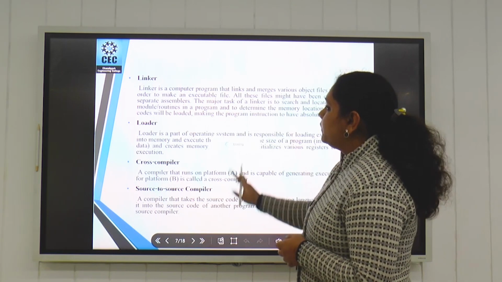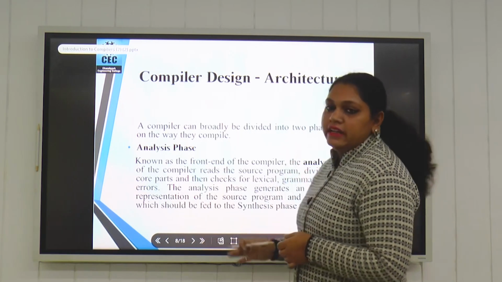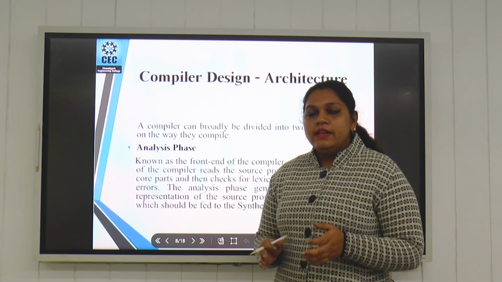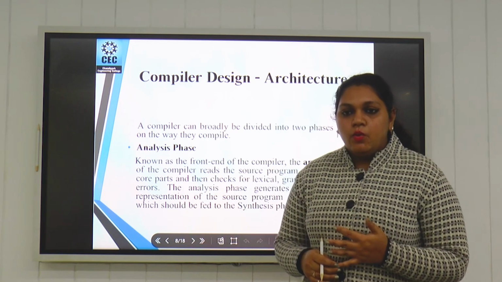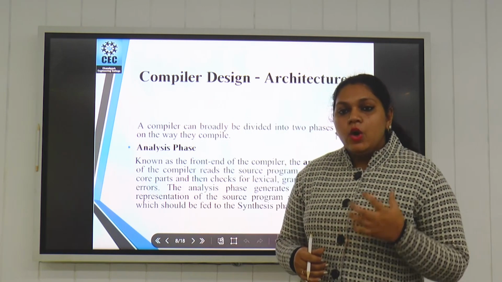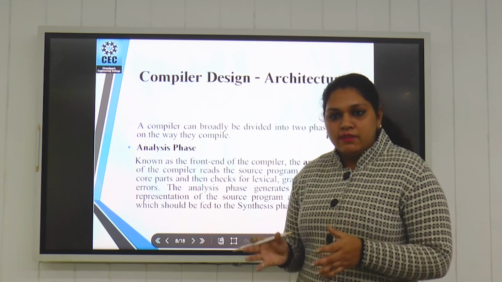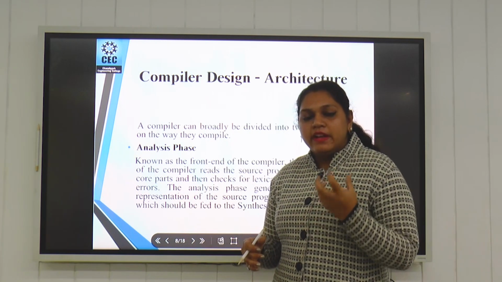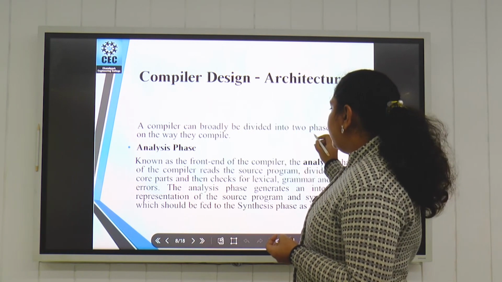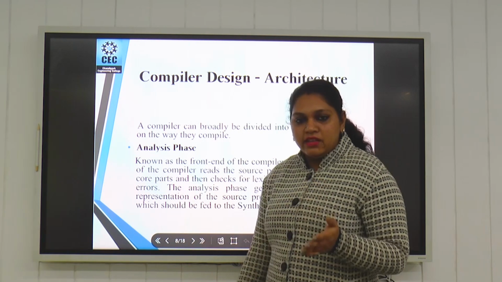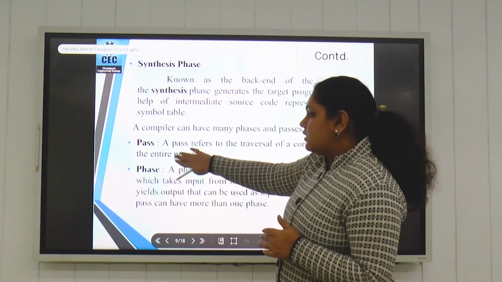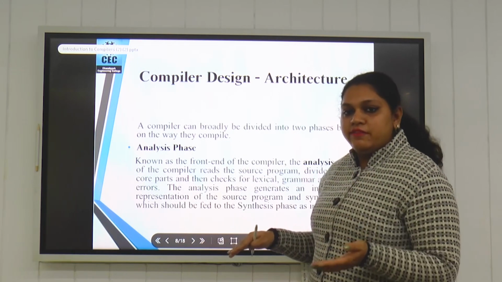So next comes the compiler design architecture, or I can say the phases of the compiler. Basically, the compiler works in phases. What is a phase? A phase is a logically interrelated set of statements which takes input in one form, converts it and gives the output in some other representation. The compiler is divided into two phases, analysis phase and synthesis phase. These are further divided into subphases.